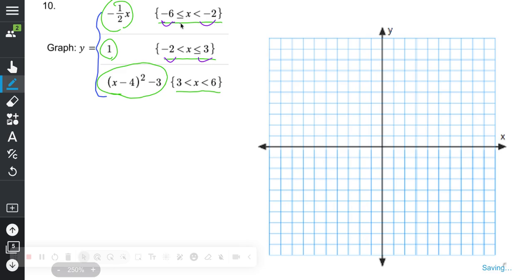We'll look at this, and pay attention to whether the inequality has an equal sign, okay? That way, we'll know if we're drawing it in a closed circle or an open circle in our graphs.